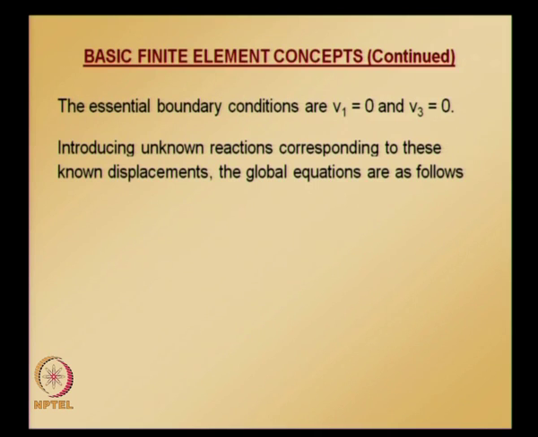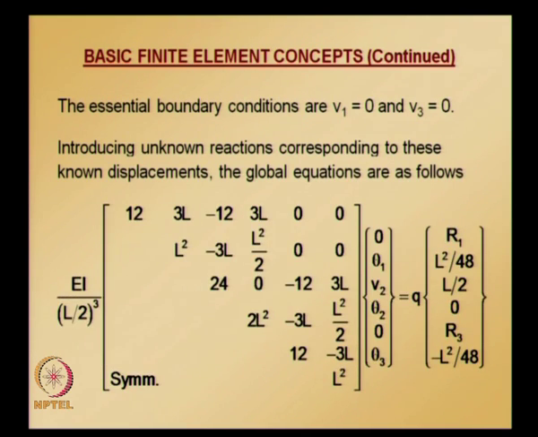Introducing unknown reactions corresponding to these known displacements. So wherever essential boundary conditions are 0, reactions will be developed at those locations in the force vector, and the global equations are as follows. And to solve this equation system, what we can do is we can eliminate the rows and columns corresponding to the degrees of freedom whose value is 0. So we get the reduced equation system, which we can solve for theta 1, V2, theta 2 and theta 3.